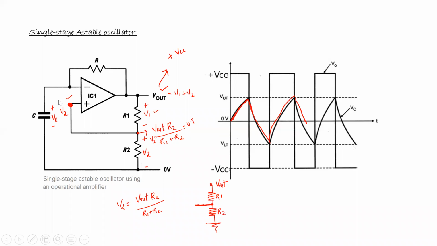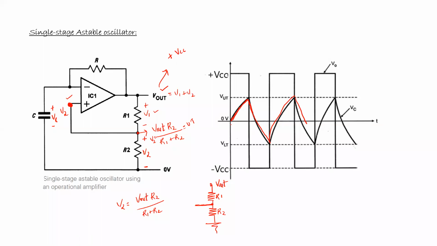When the voltage across the capacitor becomes greater than V2, who is dominating? The inverting terminal or the non-inverting terminal? When VC is greater than V2, the inverting terminal is dominating. When the inverting terminal dominates, the output would be minus VCC. When V2 is greater than VC, V out is plus VCC. That is what is happening here.